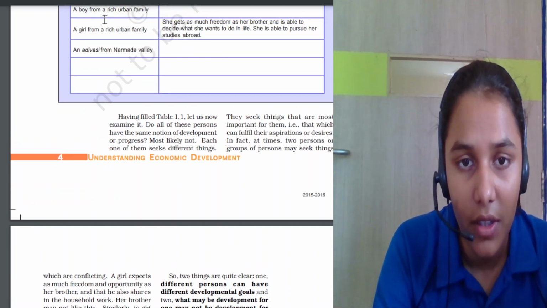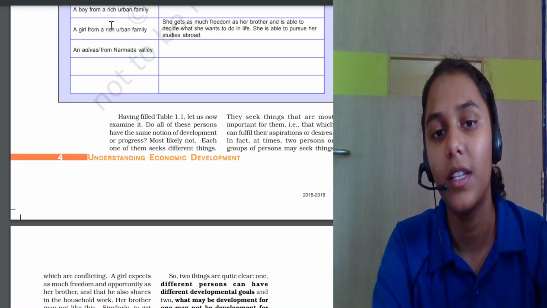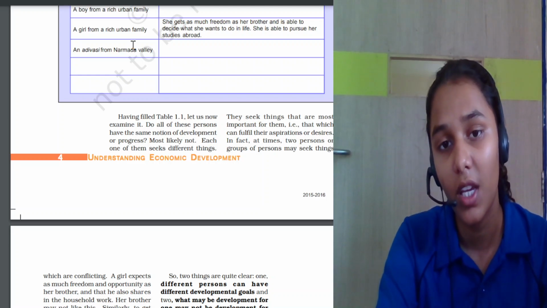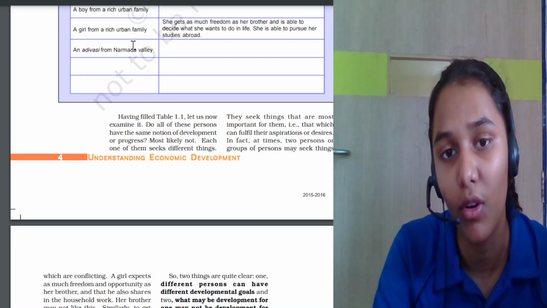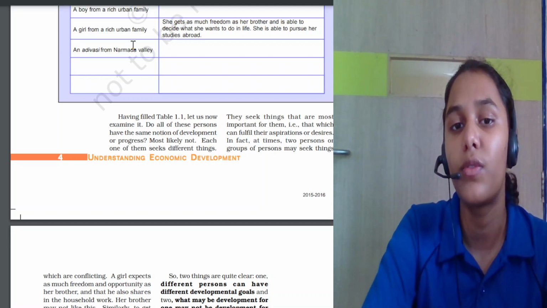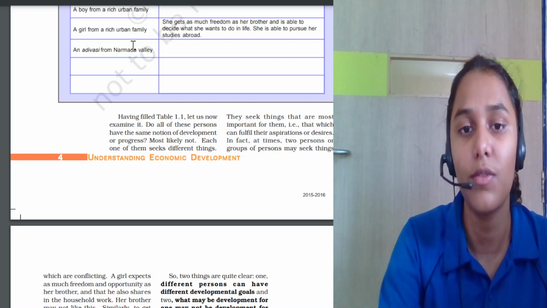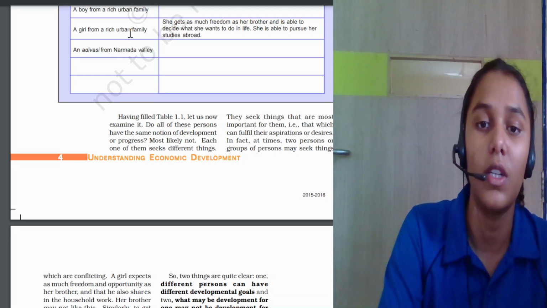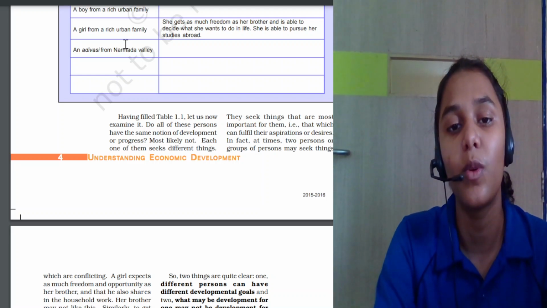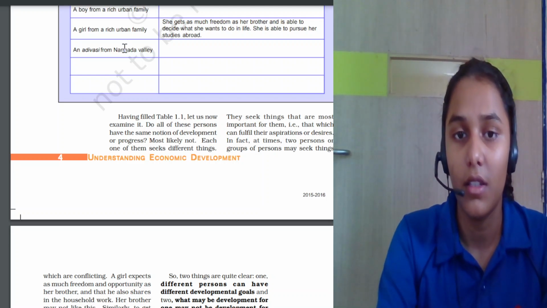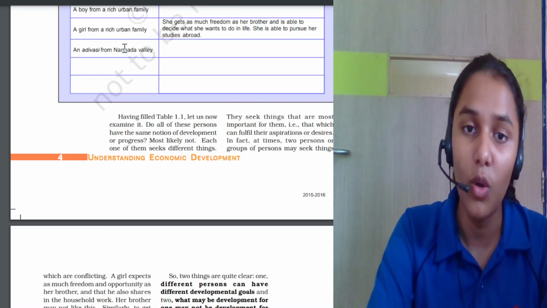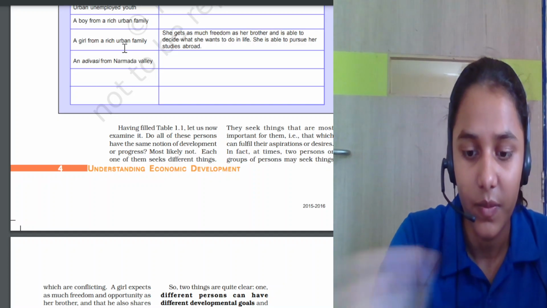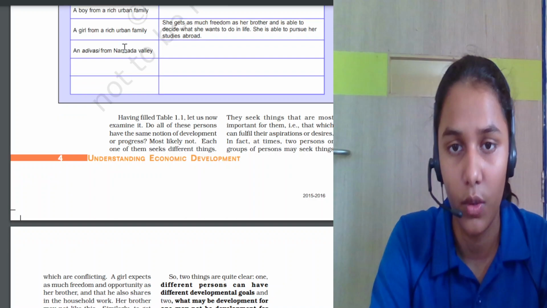Okay, one more row is there of an Adivasi from Narmada Valley. The Narmada Valley project, like the Sardar Sarovar Dam project, is on Narmada Valley. There was a lot of protest about it, because a whole bunch of tribal people were displaced from their livelihood. So, what would an Adivasi from Narmada Valley be wanting? What is development for him? He might be wanting that these forest areas should not be cut, and no construction of these multi-purpose dams, because it is eradicating their livelihood.